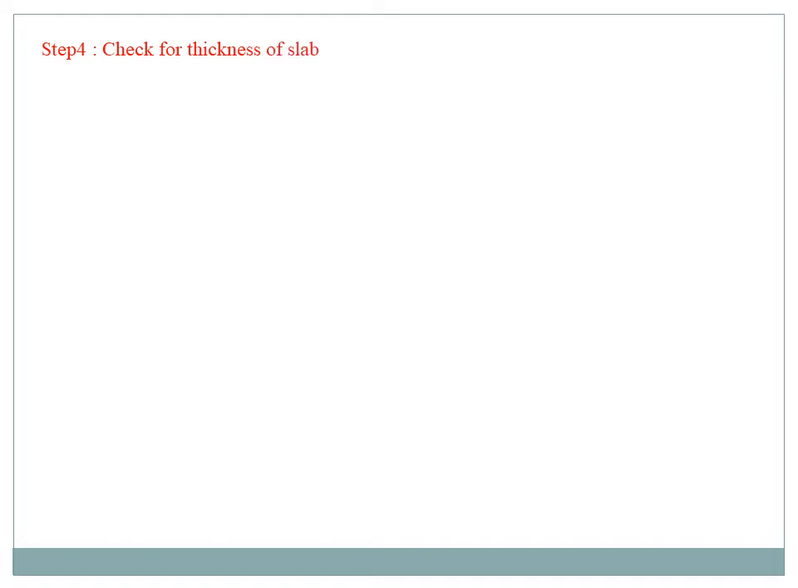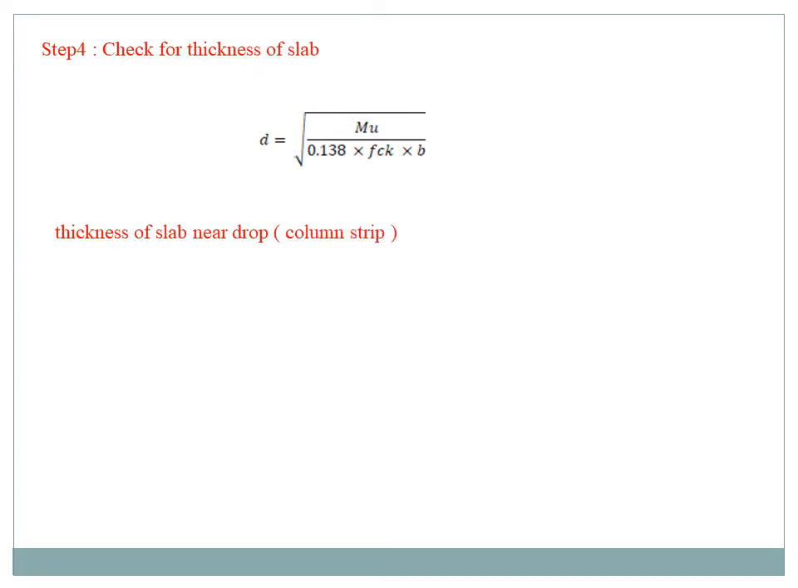Step number 4, check for thickness of slab. We know the formula D is equal to root of Mu by 0.138 fck into B. Mu, from our previous step, we take as the maximum moment. So thickness of slab near drop, based on column strip: take the maximum moment for column strip, which is 134 into 10 power 6, and divided by 0.138, which is a constant value. Then fck is given in our question.